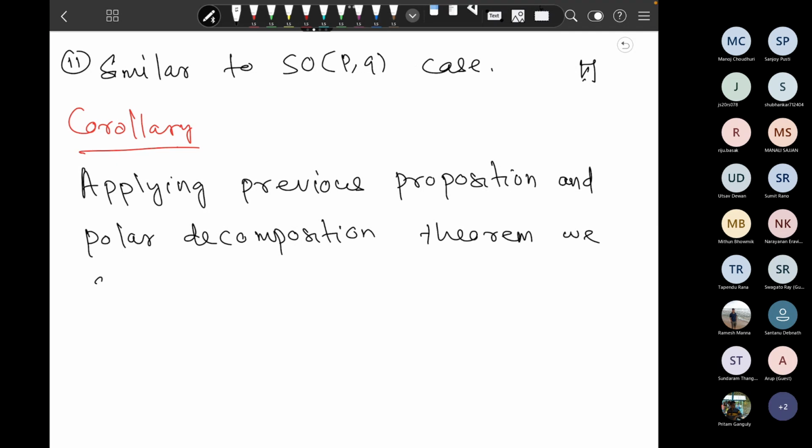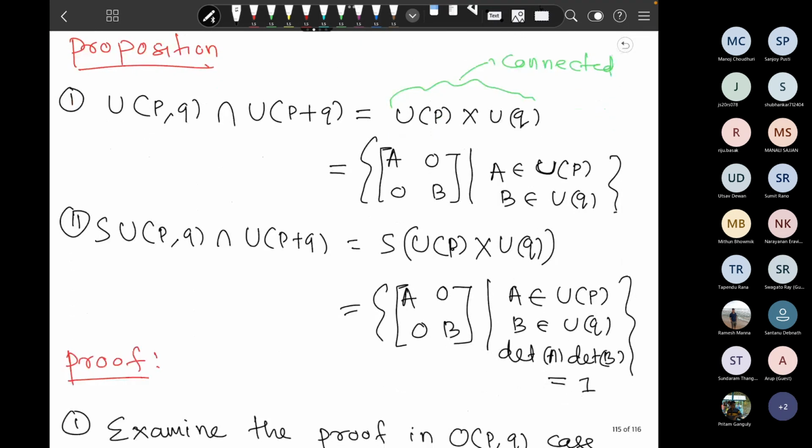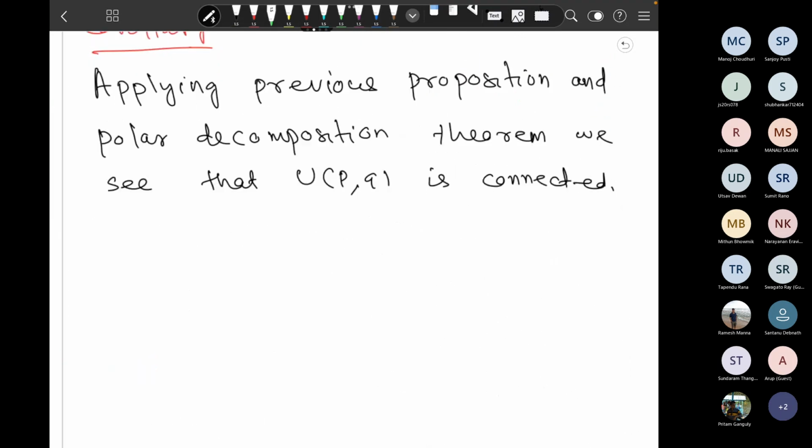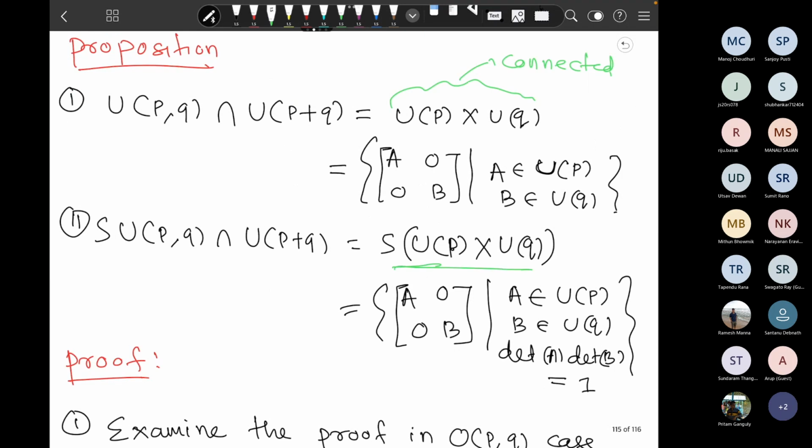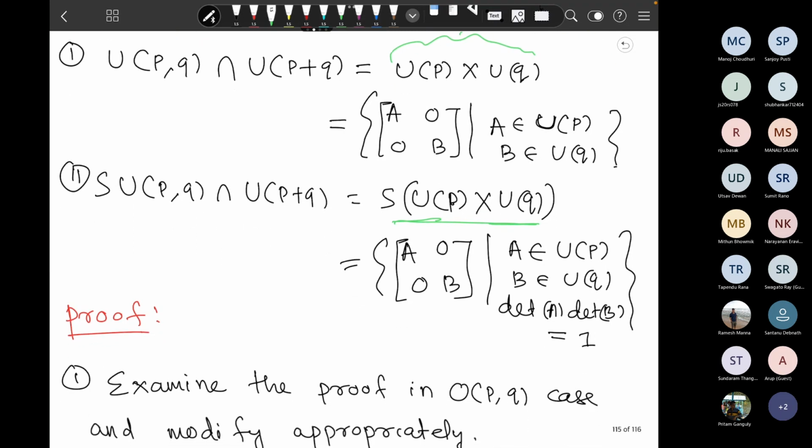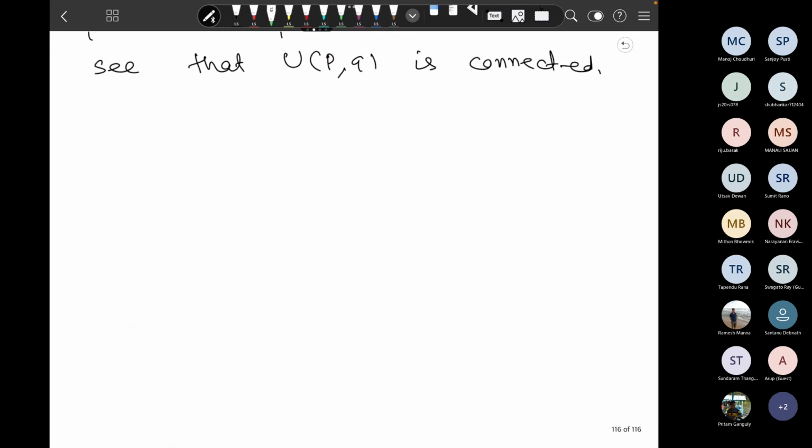We get that UP comma Q is connected. However, it is not clear at this moment what about this group, whether it is connected or not. We will see that this group is connected, but we have to do some work.